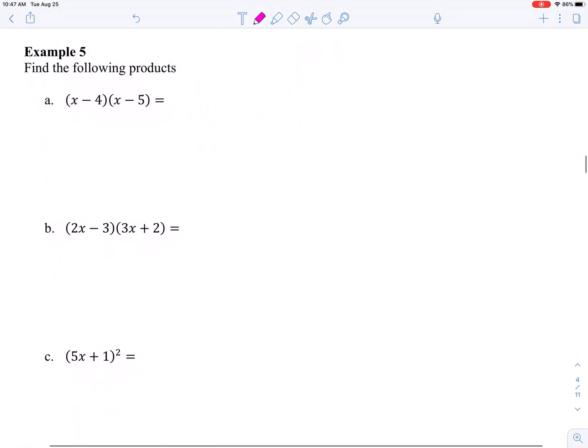Alright, so example 5. Find the following products. So a product is multiplication.